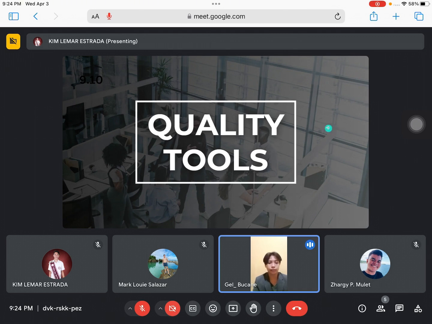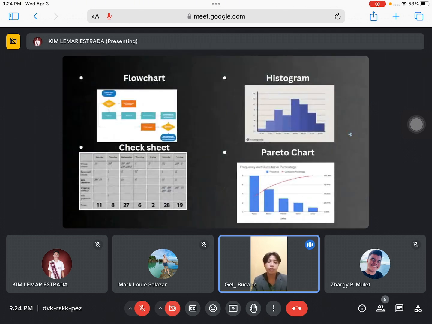First is the flowchart. A flowchart is a visual presentation of a process and also a diagram of the steps in the process.